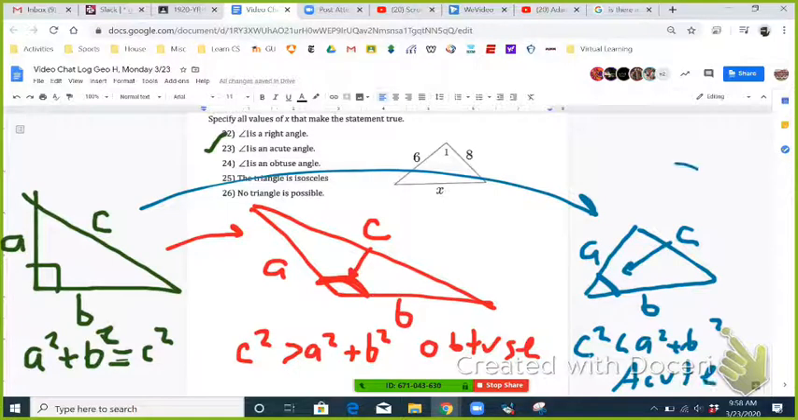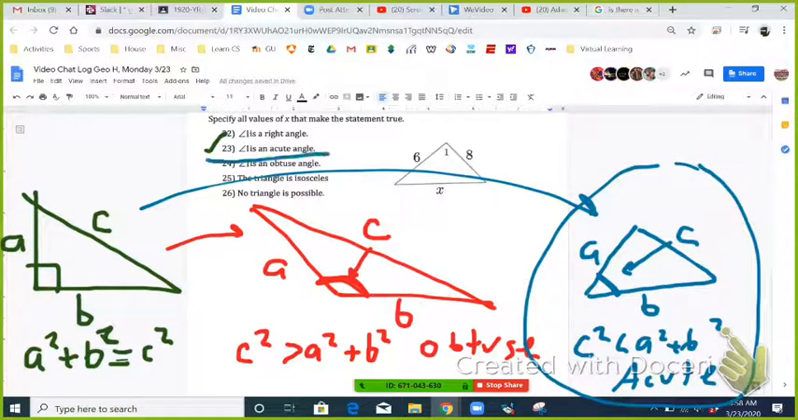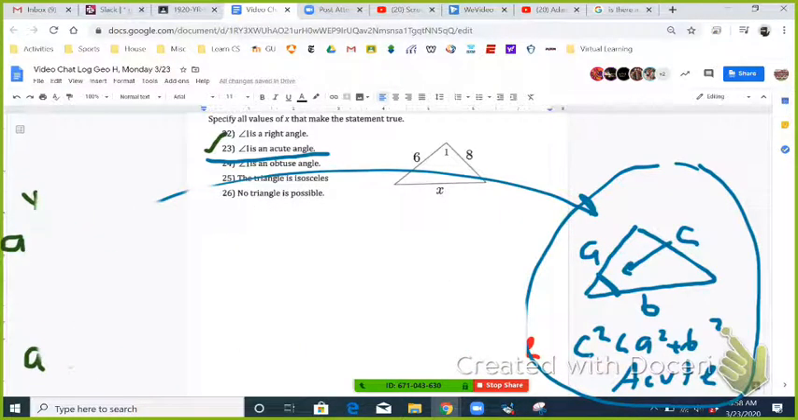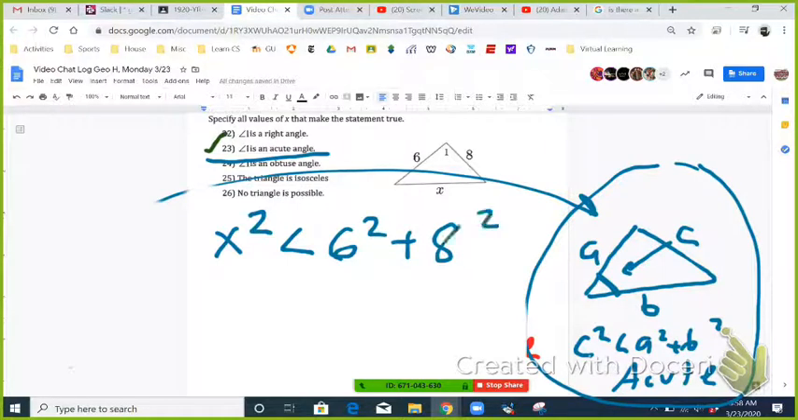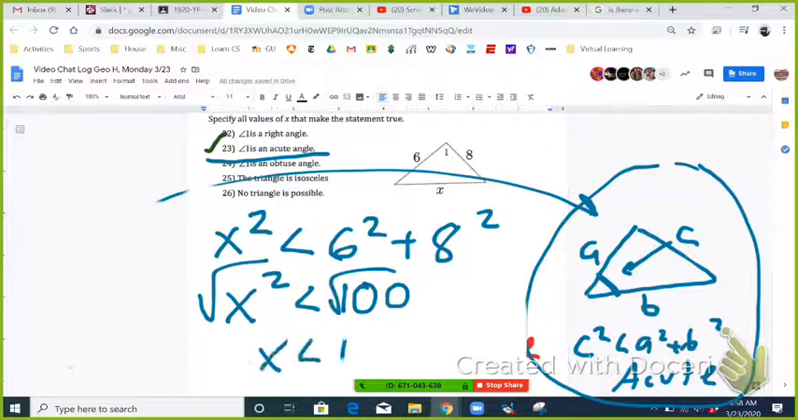So this is what we're going to use in number 23, because we're trying to find what values for x would make it acute. Now if I just erase this to give myself some room, we know that in order for this triangle to be acute, x squared, the hypotenuse squared, has to be less than the legs squared. So 6 squared plus 8 squared. 6 squared is 36 and 8 squared is 64. You add them up and you get 100. So if you take the square root, x has to be less than 10.